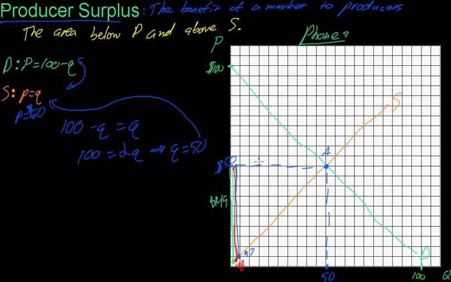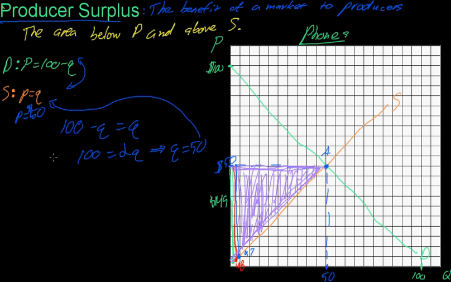And if you keep on doing this for every single sale in this market, you see that producer surplus is this triangle right here, which is exactly the area below equilibrium price, below 50, and above supply.